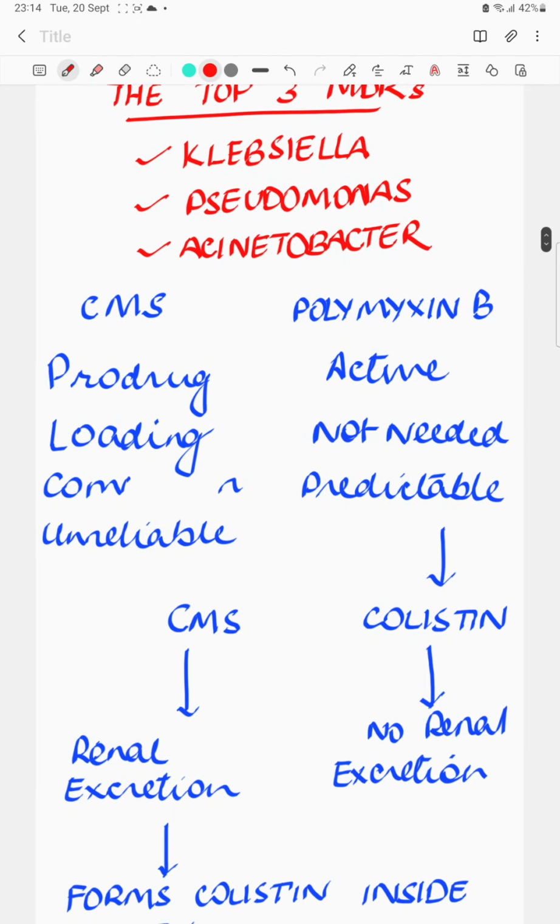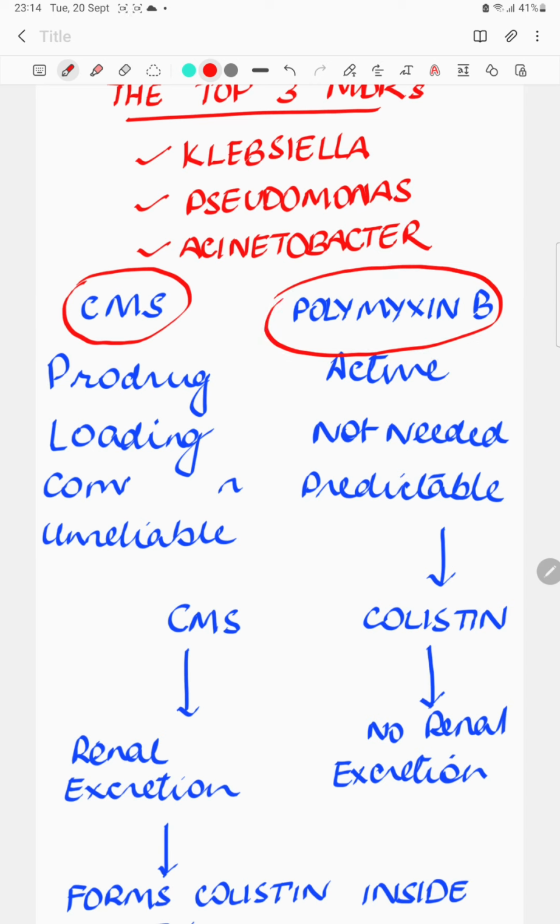Colistin is available in two formulations, as CMS, which is colistin methanesulfonate, and the other is polymyxin B. CMS is a prodrug and has to be converted into colistin in the body, but this conversion is unreliable. Almost two-thirds or more of the drug will get excreted by the kidney without getting converted into colistin, and this is more pronounced in patients with normal renal function. So we are not very sure about the concentrations reached in the plasma when we are using CMS.